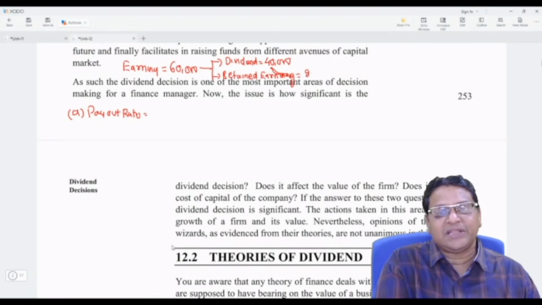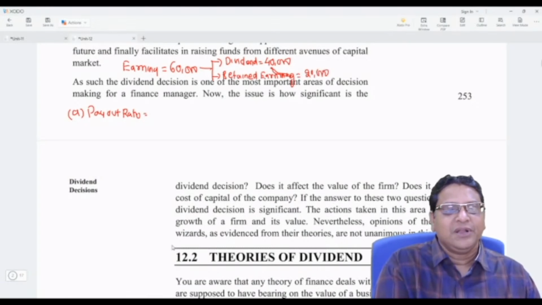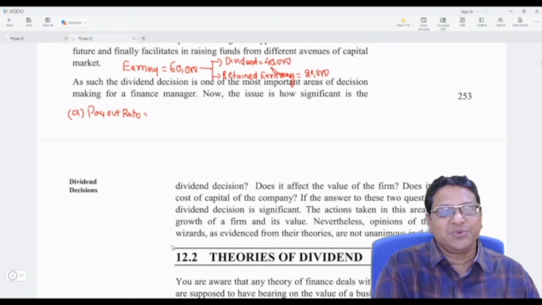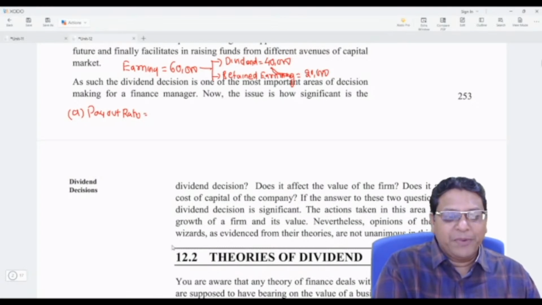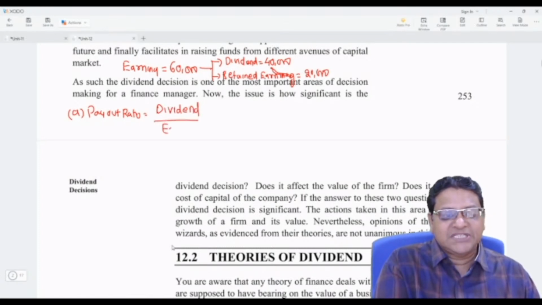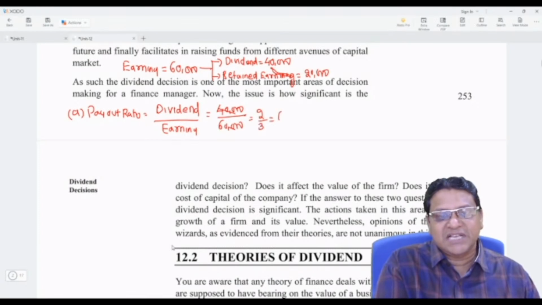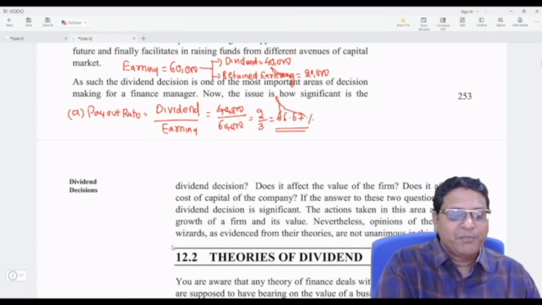Retained earning is 20,000. So we have to calculate two important ratios. First ratio is the payout ratio. How is the payout ratio calculated? Payout ratio is equal to dividend divided by earning. Dividend is 40,000 and earning is 60,000. So how much is it coming? 2 by 3, that is 66.67 percentage. That is your payout ratio.